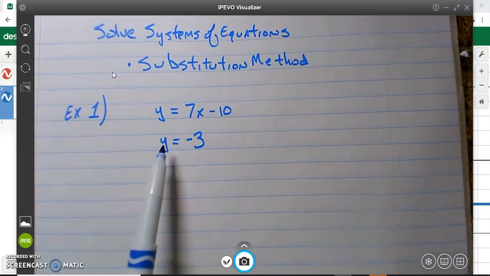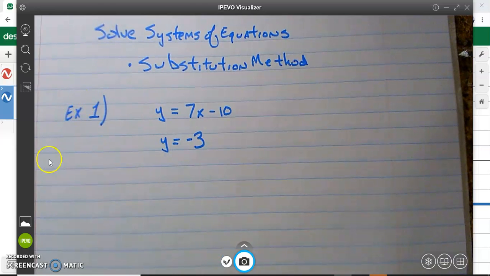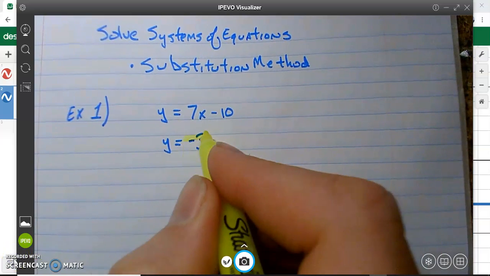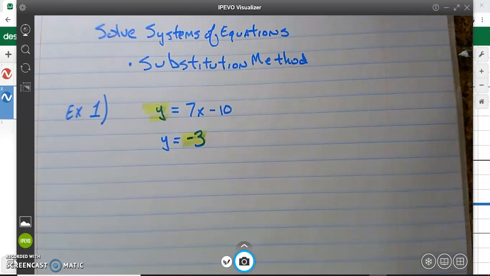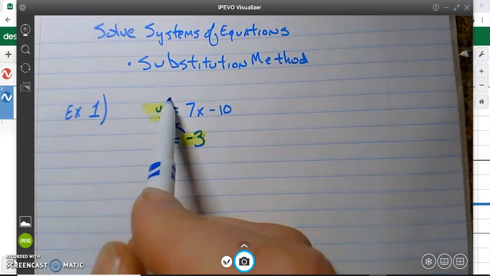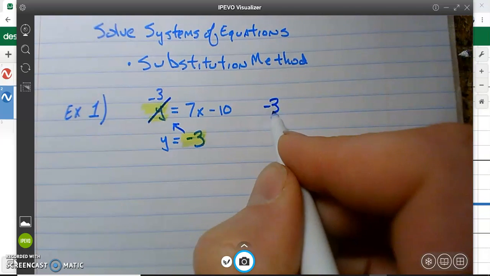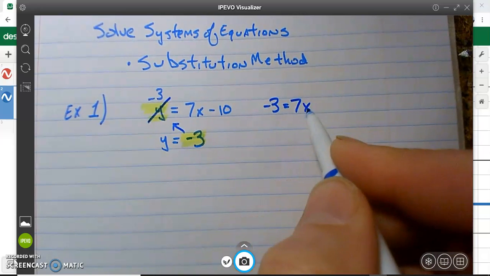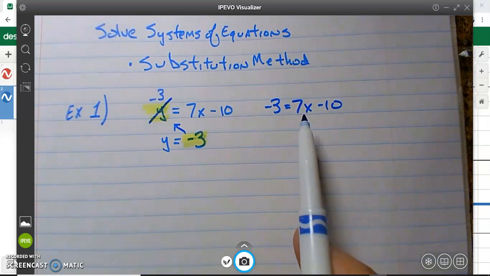We recognize that I've got two expressions here and they both say that y is equal to those expressions. So what I want to do is, because I know that y is equal here to -3, I'm going to take that -3 and I'm going to put it anywhere that I see y in the other equation. So I'm basically going to take this -3, put it there where the -3 is. And that really leaves me with -3 equals 7x minus 10. Now you can notice I have one equation that I can solve for x.